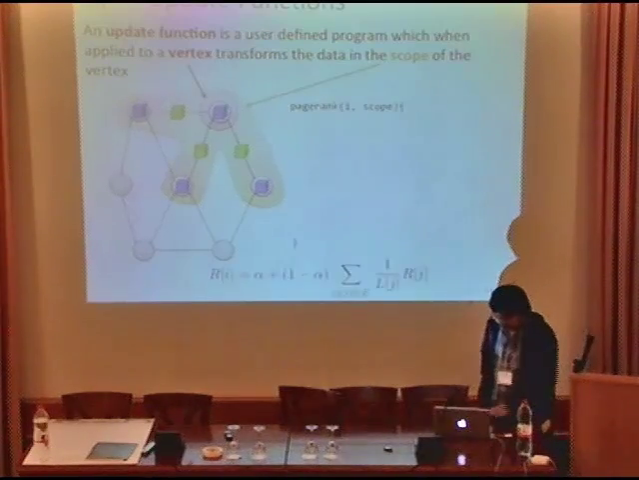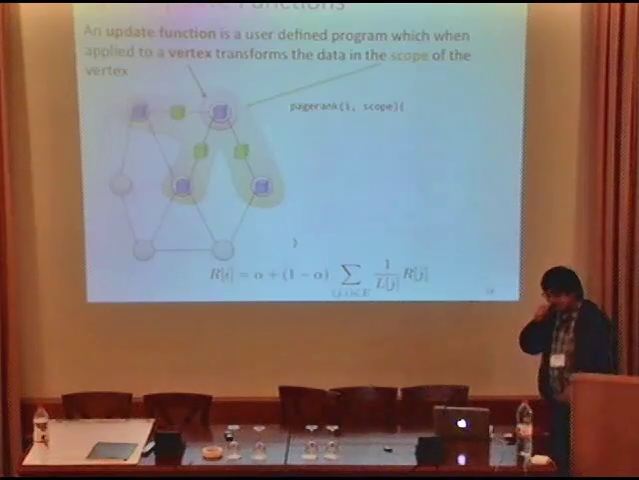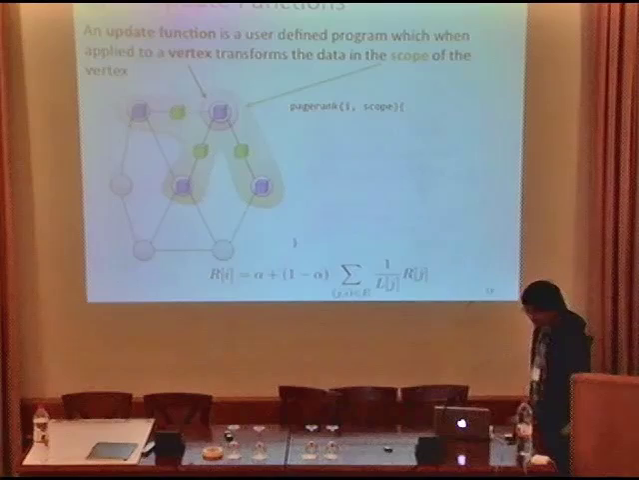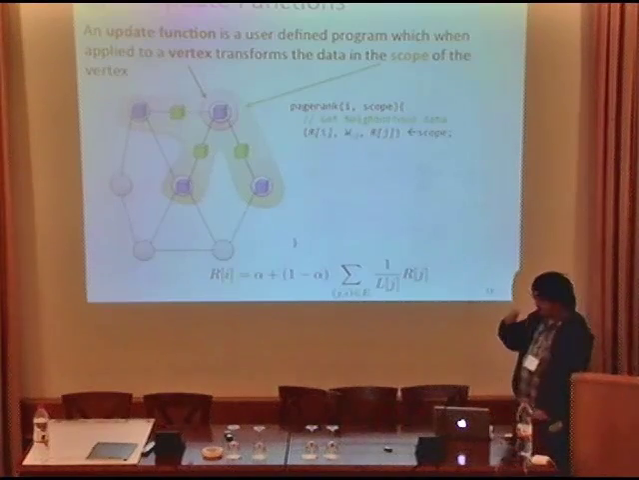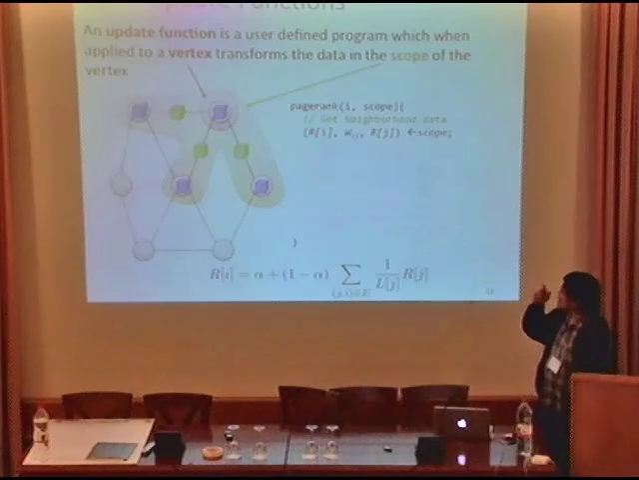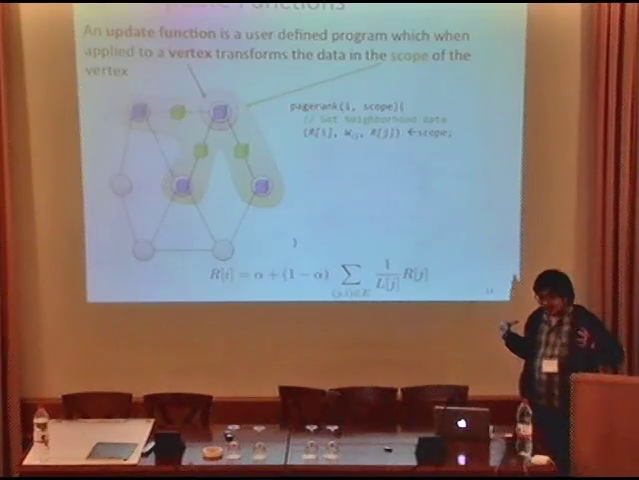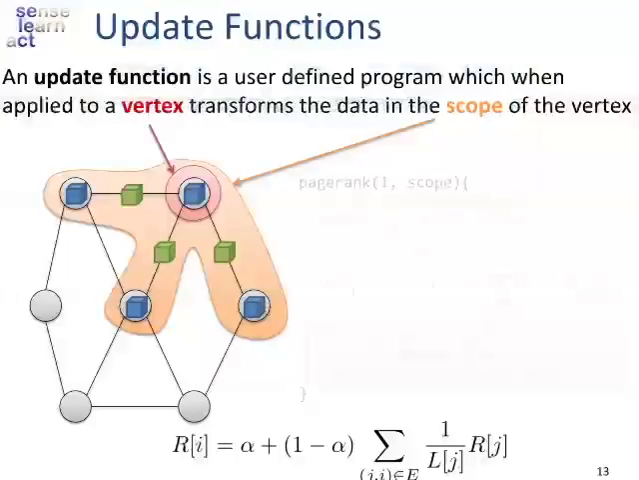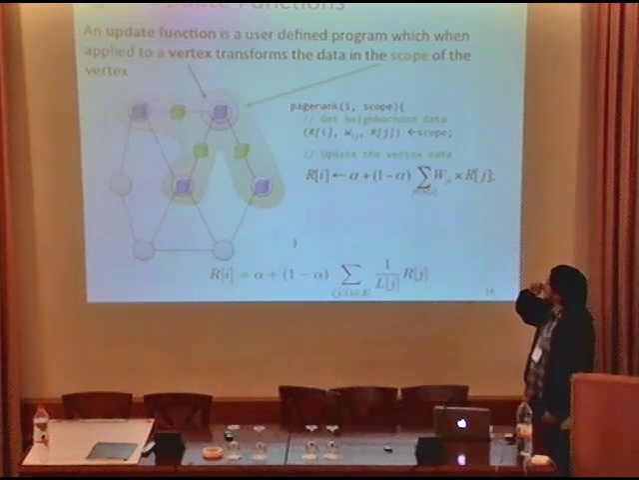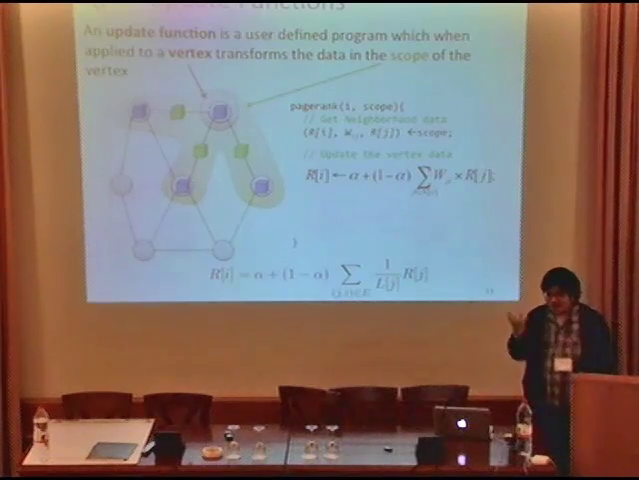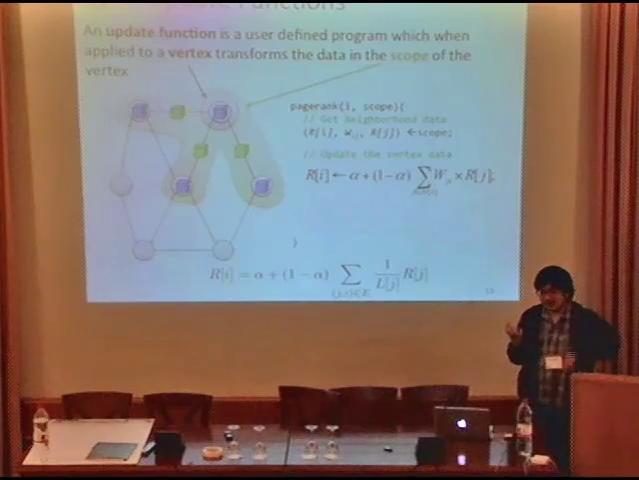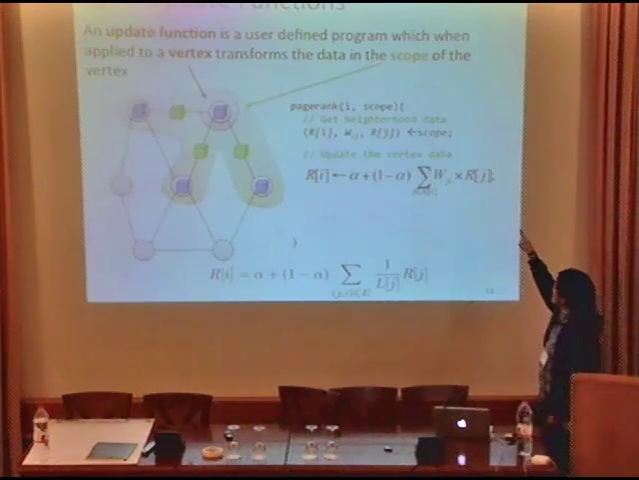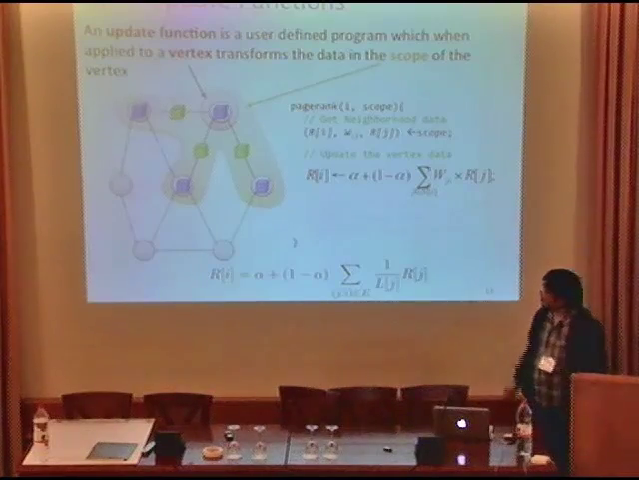So for instance, how would you implement PageRank? This is the PageRank equation as shown earlier. We begin with a PageRank function. We take in a vertex, and in this functional form, some kind of variable containing the scope of the current vertex. We pull out the PageRank of the current vertex, the PageRank of the adjacent vertices, and the weights on the edges, and we compute that PageRank update.